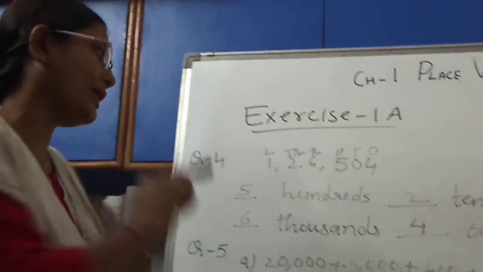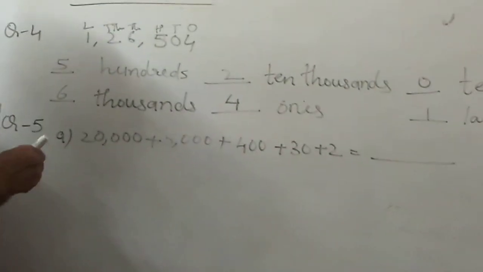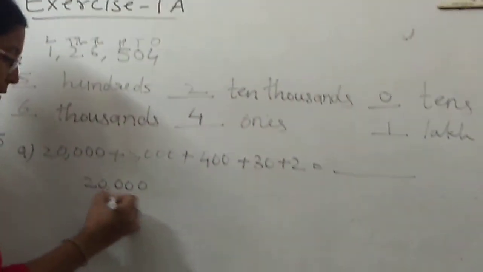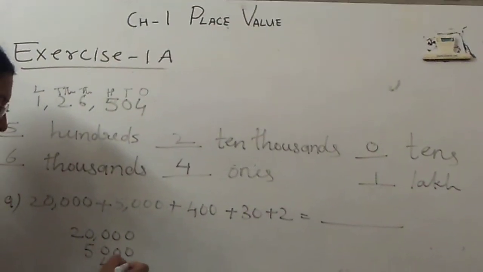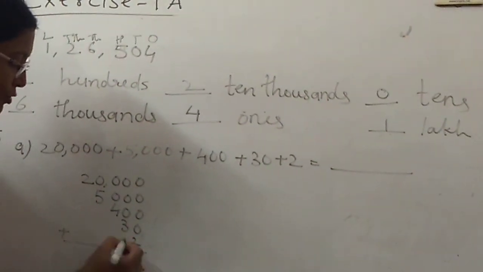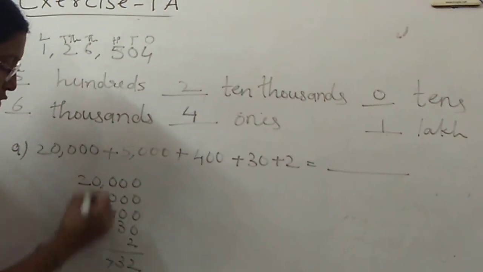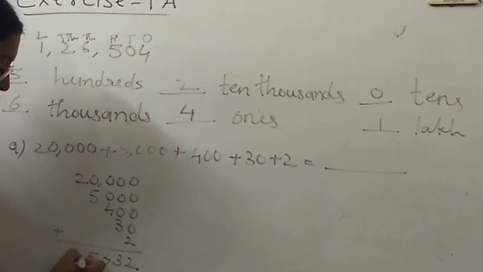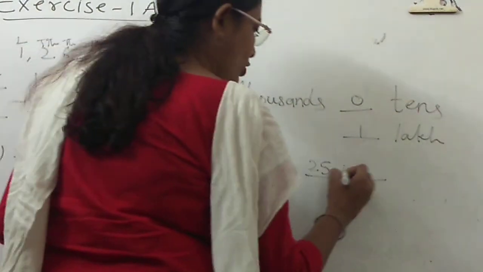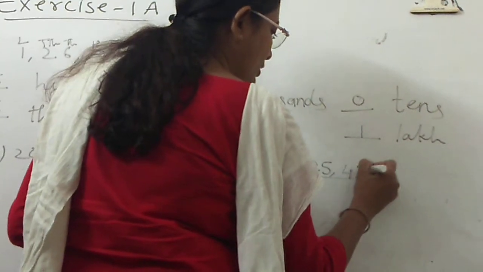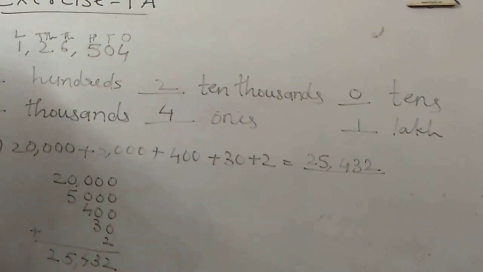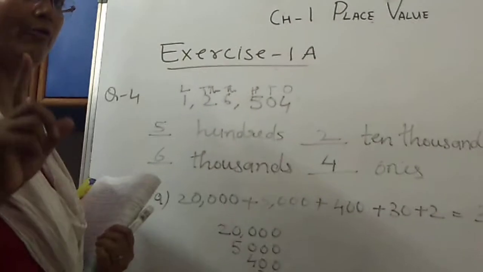What you can do is, you can either add this all. Okay. How you will add? You can add 20,000 plus 5,000 plus 400 plus 30 plus 2. Like this way if you add, you will get 2, 3, 4, 5, 2. Right? So it will be 25,432. Okay, it is 25,432.